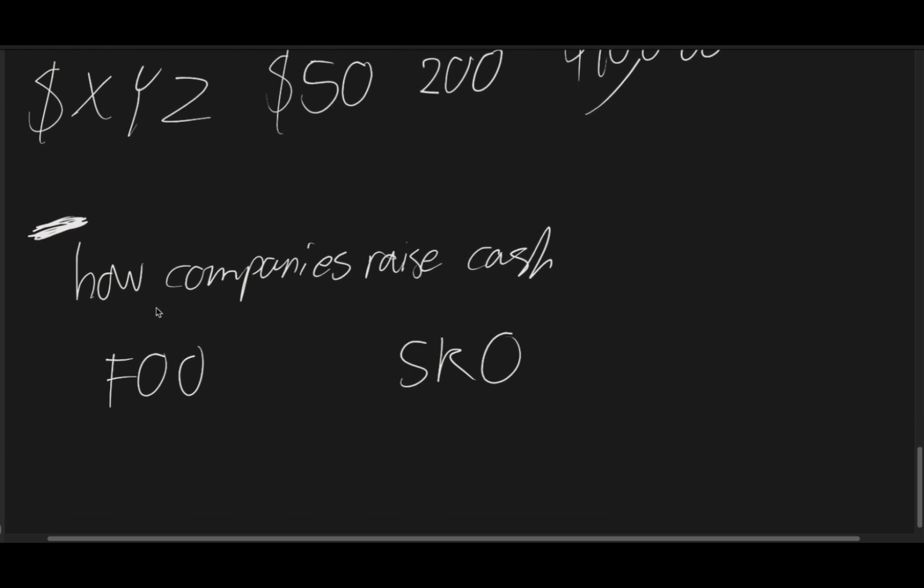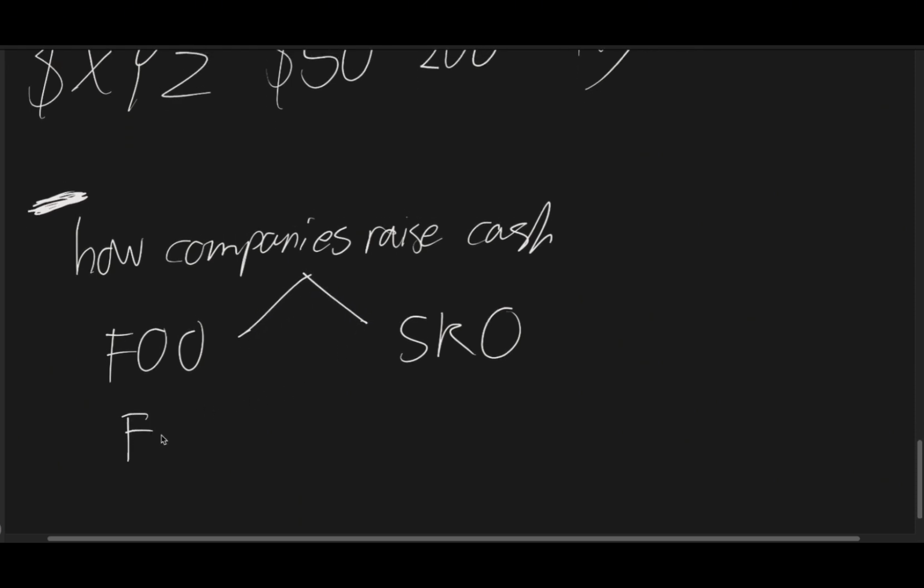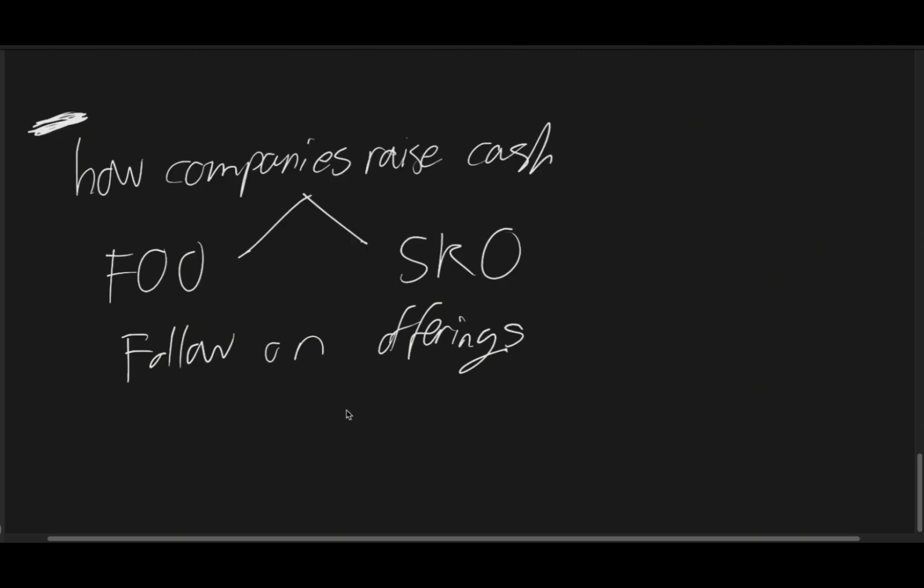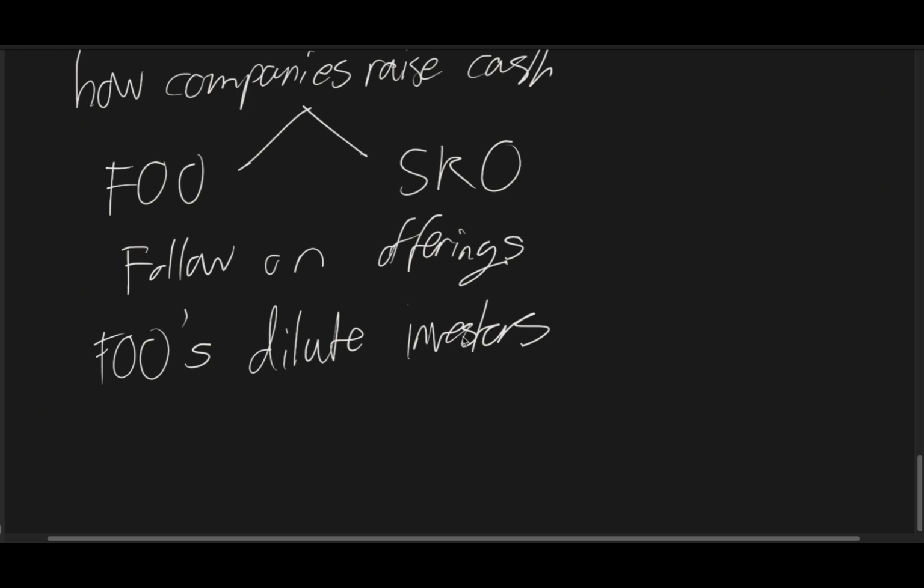Okay, now I'm going to be talking about how companies raise more cash. Well, there are many ways, but I'm going to focus on FOOs and SROs. So let's start with FOOs. FOOs are follow-on offerings. Follow-on offerings basically happen when the company sells new shares to the public after it goes public to raise capital. The FOOs dilute investors because their shares would stay the same. They would have the same amount of shares, but the price of these shares would go down.